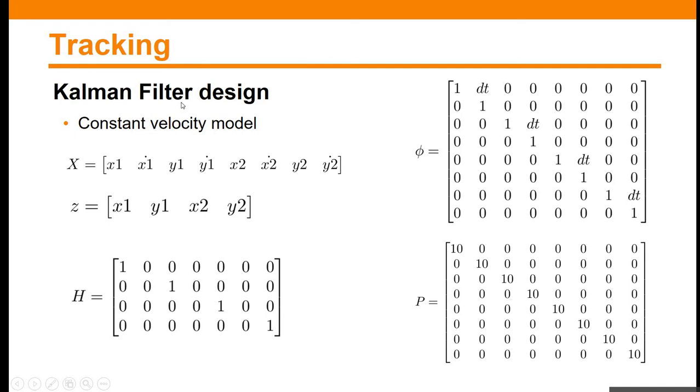Our Kalman filter design is basically a constant velocity model. The state consists of 8 variables. The measurement consists of 4 variables. This is the state transition matrix, this is the covariance matrix, and this is the state to measurement matrix.